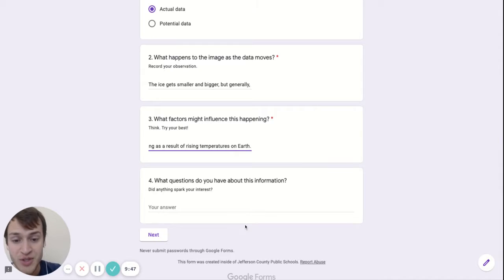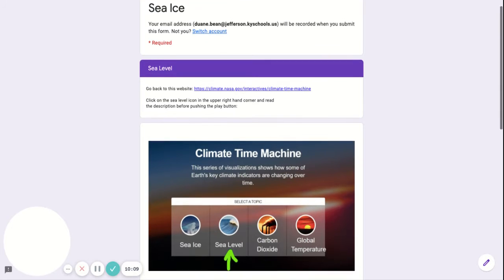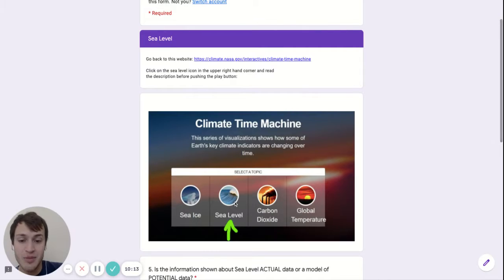Number 4, what questions do you have about this information? Or did anything spark your interest? For number 4, go ahead and write any questions you have about anything you saw in the model. I'll be sure to answer your questions in the upcoming classes. When you're done, go ahead and click Next, and then we will do the second climate time machine model, which is sea level.